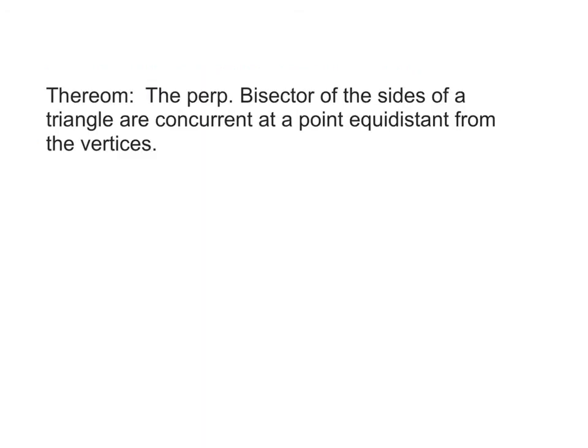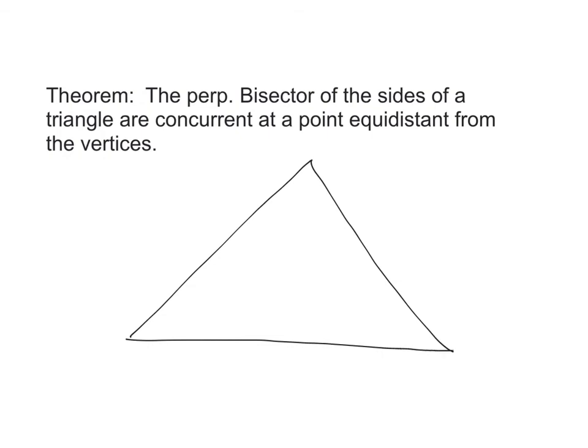Here's a theorem that we want to start talking about. It doesn't have a special name. It says the perpendicular bisectors of the sides of a triangle are concurrent at a point equidistant from the vertices. That's a lot of stuff in there, so let's say we have a triangle, something pretty simple, and we'll just say ABC.